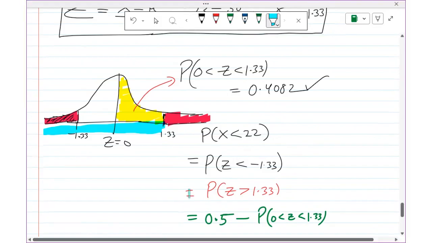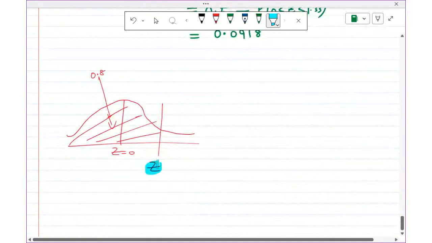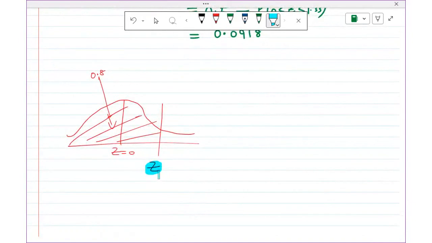So now let us do the last part. They ask find the z value now. They ask find the x value. So what we will do, we will first find the z value and then we will convert it into the x value. So we have to find the z value so that we find the x value so that 80% of the area is on the left side. 80% because total area is 1, so 80% means 0.8.